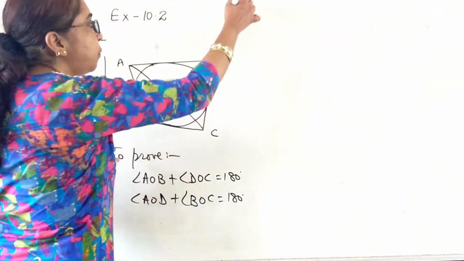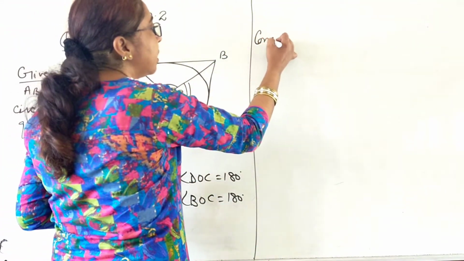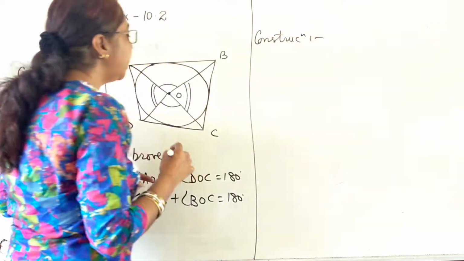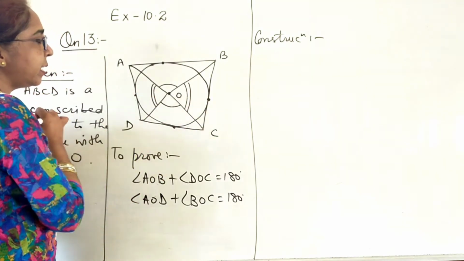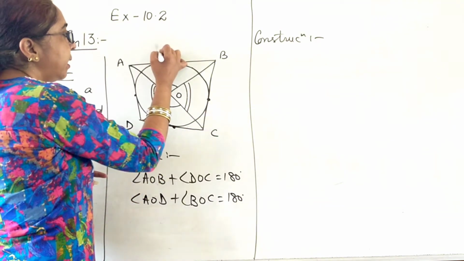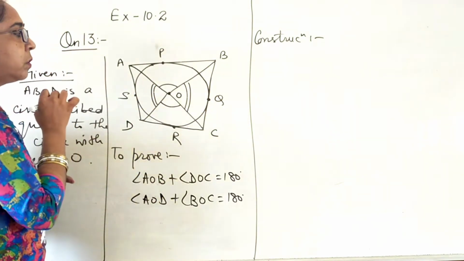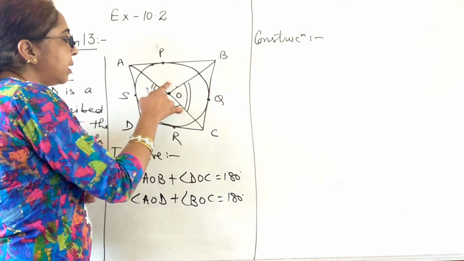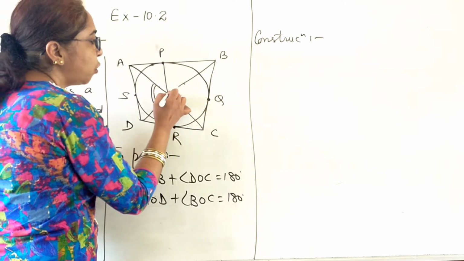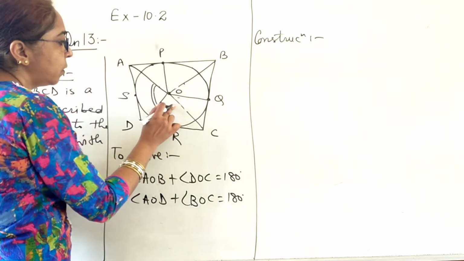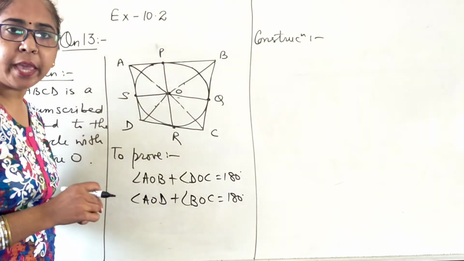Now, for doing this proof, we have to construct something, and the construction will be: we have to join these points with the center. So I am giving names to the points. Let's say P, Q, R and S. Now after giving the names, we have to join these. Join OP, join OQ, join OR and join OS.